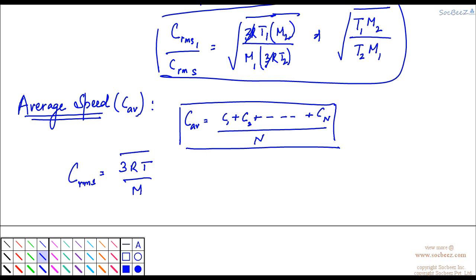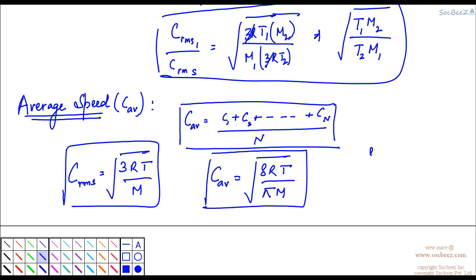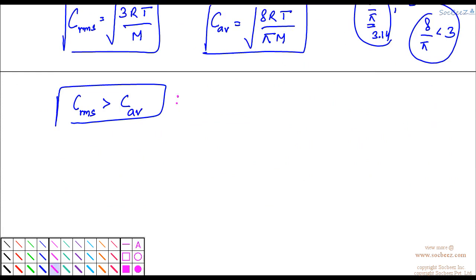3RT by M0, similarly when you calculate C average, it comes out to be 8RT upon pi M root. Now obviously you can see that the difference is only in terms of constant. It is 8 by pi and the other is 3. Pi is nothing but 3.14. So you can see obviously 8 by pi is less than 3. So you can say that C RMS is always greater than C average. So you can keep this in mind. Note that C RMS is always greater than C average.